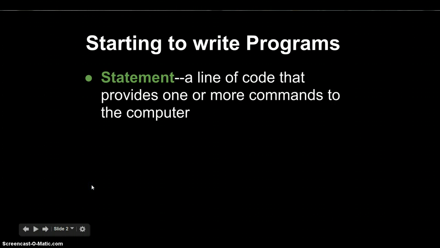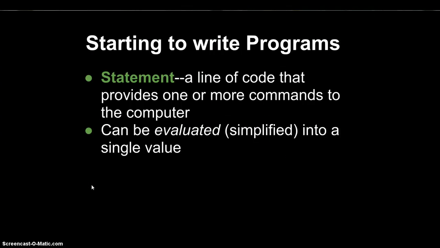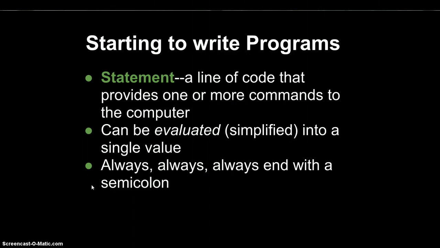So how are we going to write programs? Well, what's going to happen is you're going to have in your programs a bunch of what are called statements. And a statement is just a line of code that provides one or more commands to the computer. Simple as that. And usually statements can be evaluated into a single value, and they always end with a semicolon. So let's see how this is going to work.